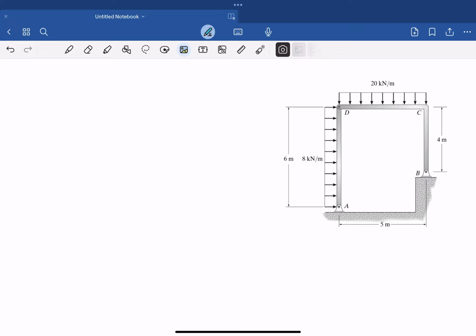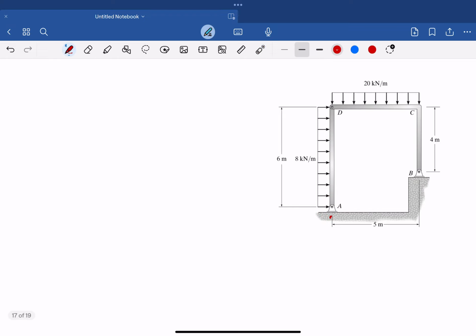Today within this video we'll be learning how to get the reaction in this frame where we have a frame A, D, C, B. At A you have a pin support, so at A we should have two reactions, which is Y at A, and then we have X at A. As assumed, X going to the left side because the load is going to the right side, so it's more expected that the X will be going to the left side.